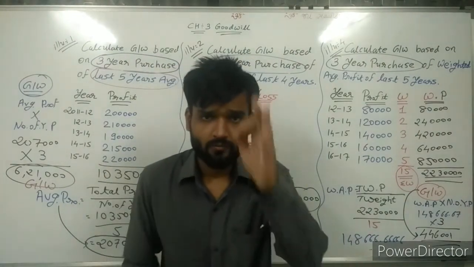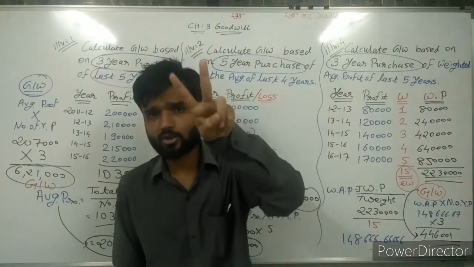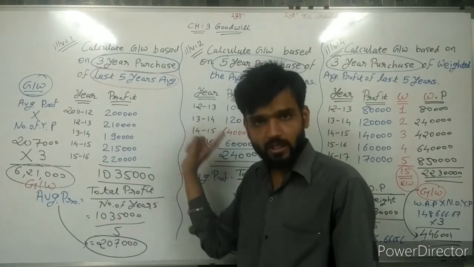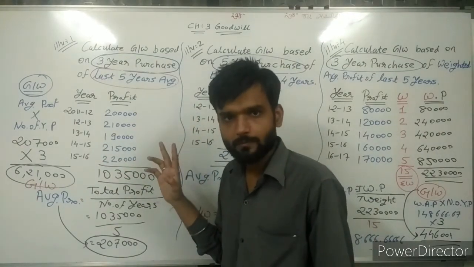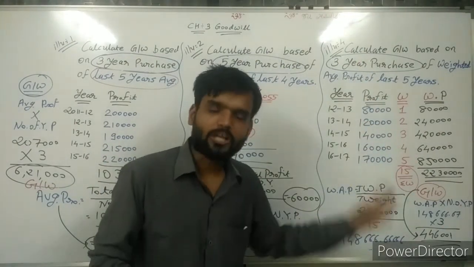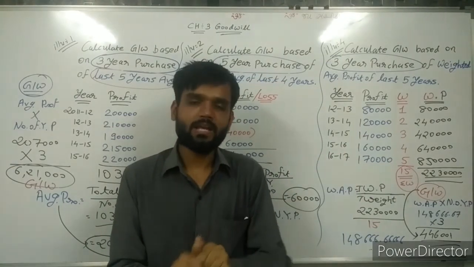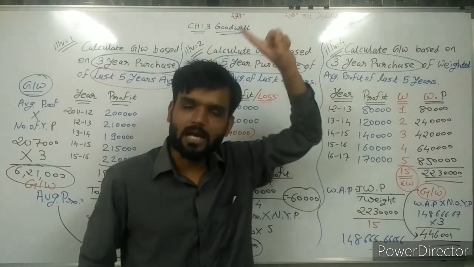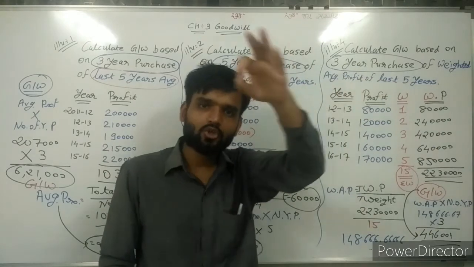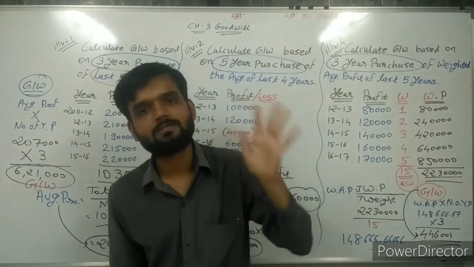So today we have completed the first two methods: the simple average method, for which we have done two sums, and the weighted average method. And if this sum is asked in your examination, you will get 4 marks.